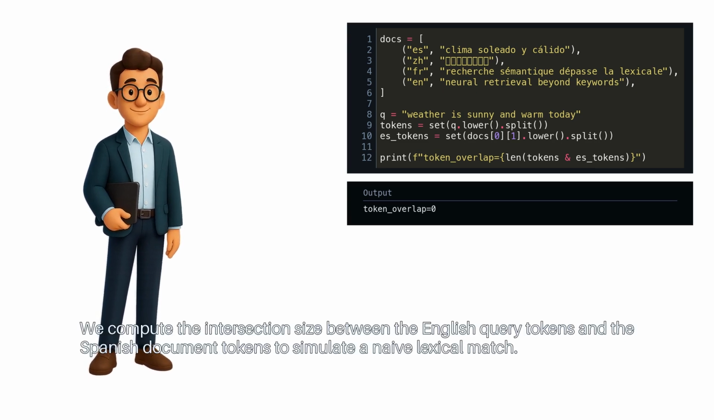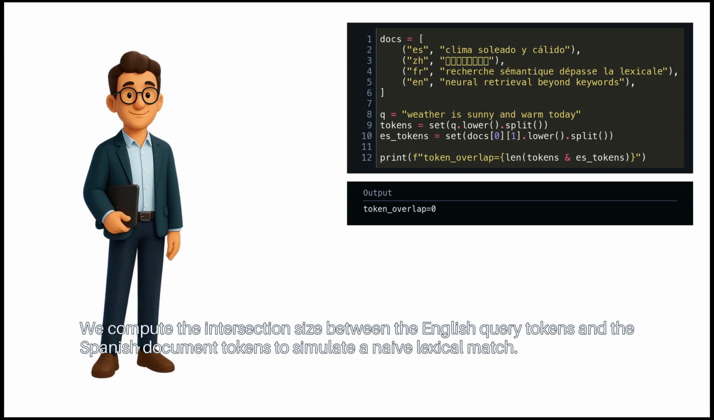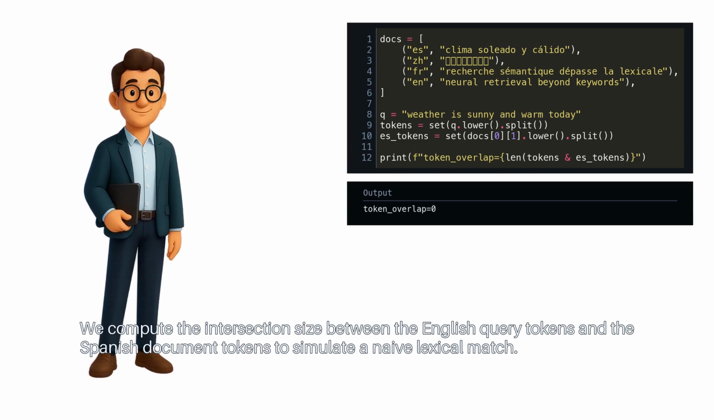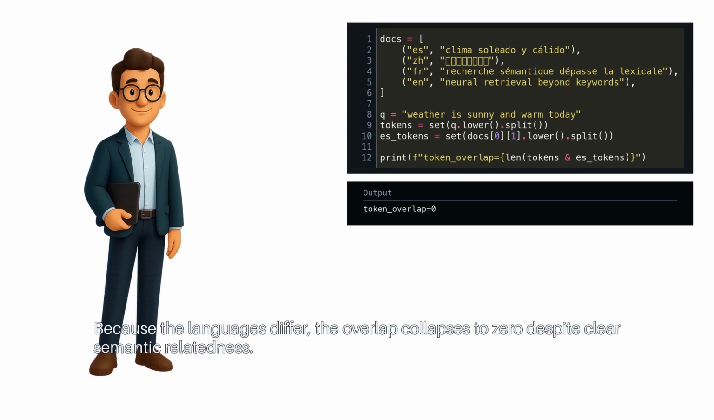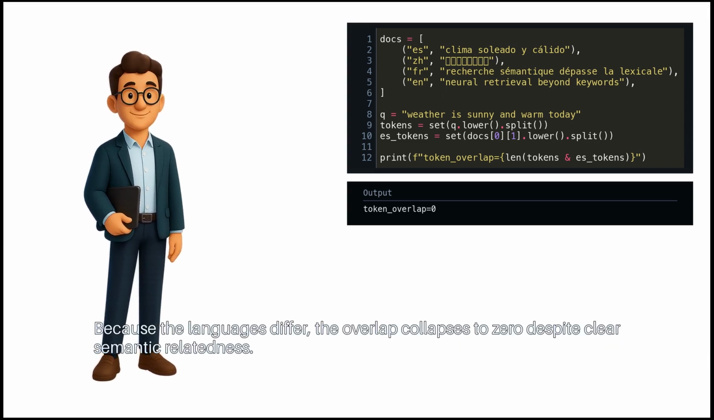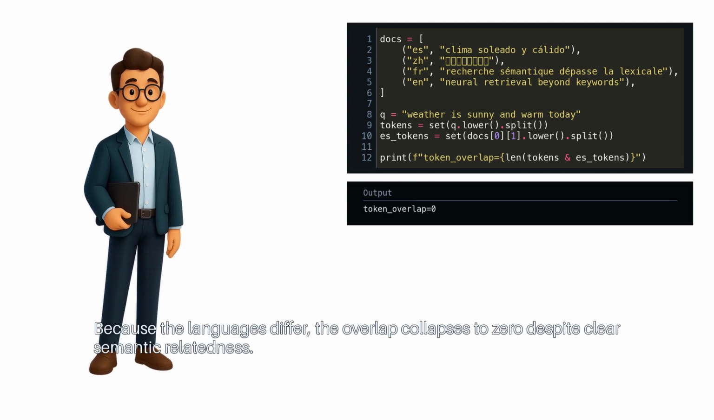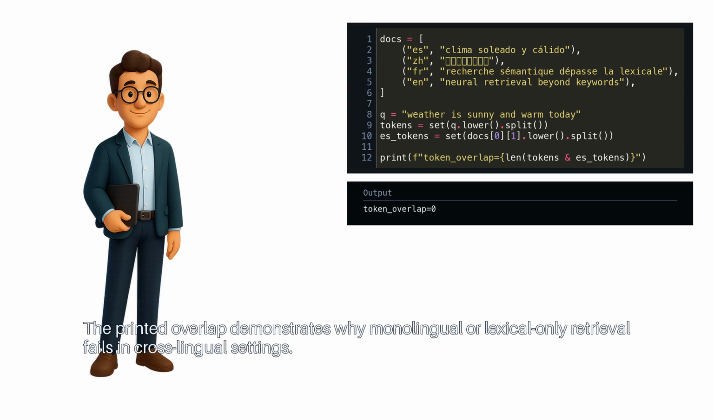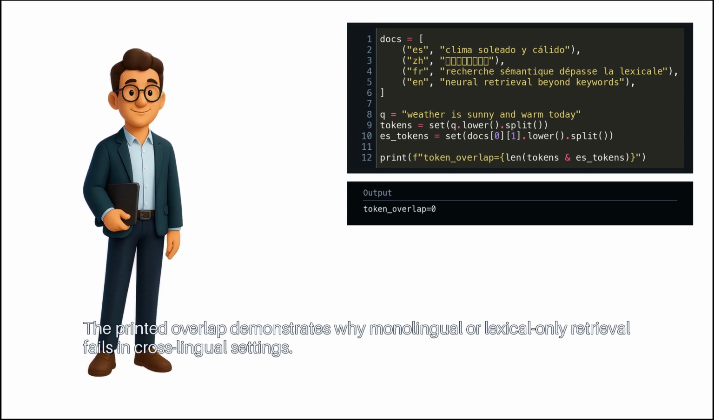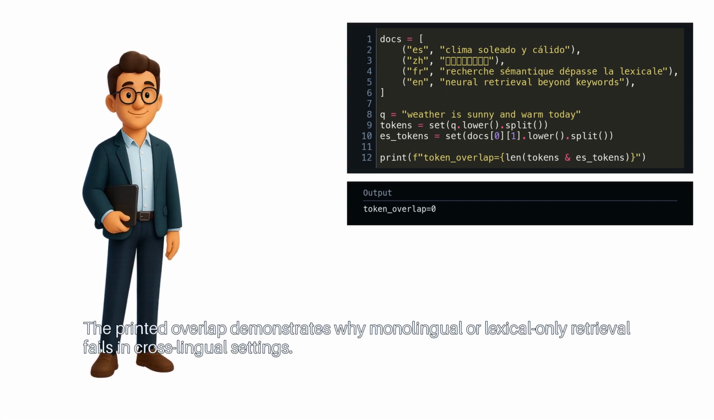We compute the intersection size between the English query tokens and the Spanish document tokens to simulate a naive lexical match. Because the languages differ, the overlap collapses to zero despite clear semantic relatedness. The printed overlap demonstrates why monolingual or lexical-only retrieval fails in cross-lingual settings.